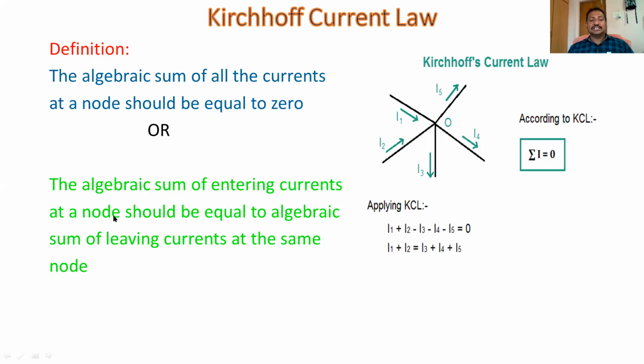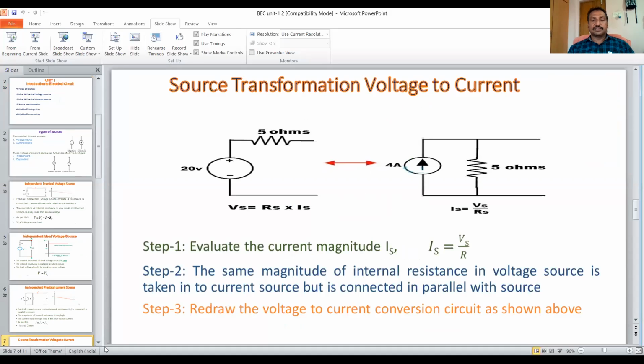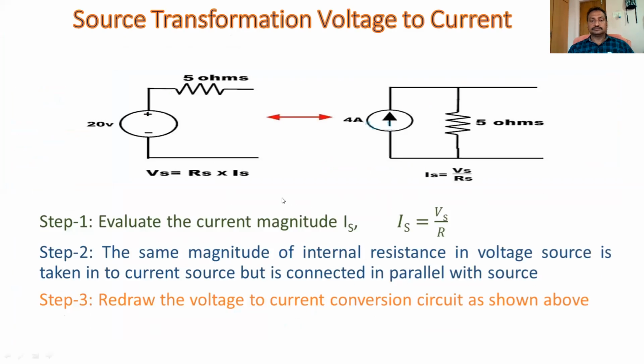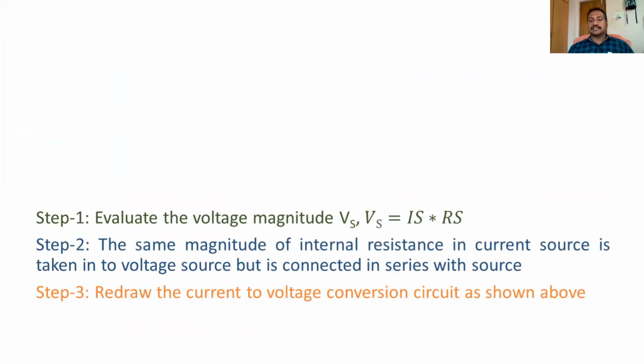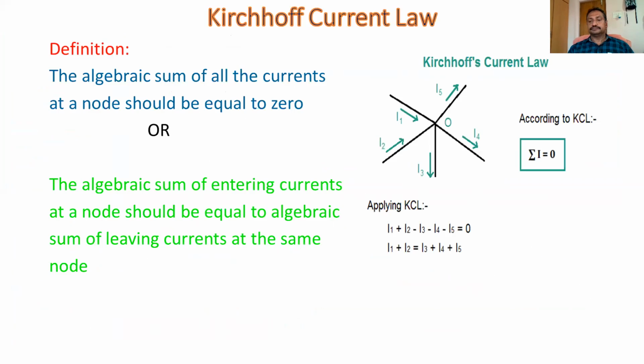Or the other definition: entering current should be equal to leaving current. What are the entering currents here? The entering currents are I1 and I2, and the leaving currents are I3, I4, I5. Therefore, I1 plus I2 is equal to I3 plus I4 plus I5.